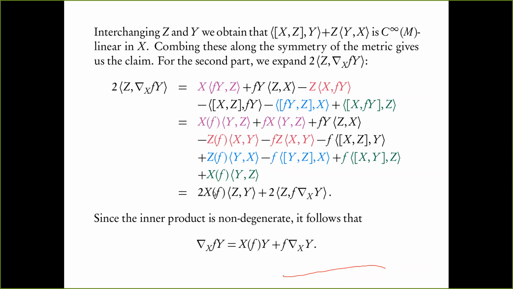But then you're done, right? Because that precisely says that I can now put the xf back in here. And because this is true for all z, and the inner product is non-degenerate, I'm obtaining that this quantity is nothing but xf into y plus f nabla xy, just by the non-degeneracy of the metric. Okay. So that's it. So is that clear?